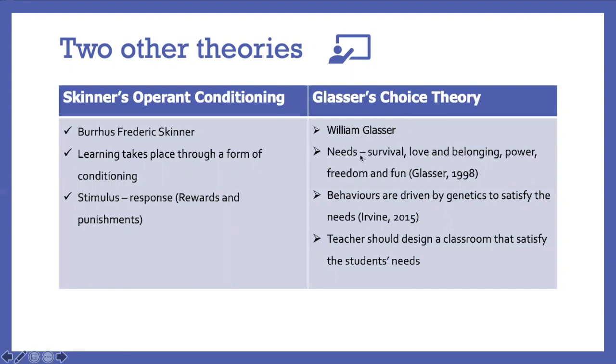So Glasser suggested that humans have 5 basic needs. They are survival, love and belonging, power, freedom, and fun. Irvin mentioned that our behaviors are driven by genetics to satisfy the needs. So it can be said that if the 5 basic needs are not satisfied, the learners might misbehave in the classroom in response to this. So the theory suggests that the role of a teacher is to design a classroom that can satisfy the students' needs.